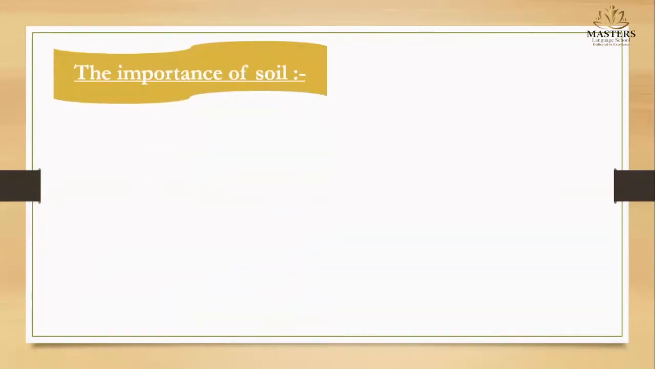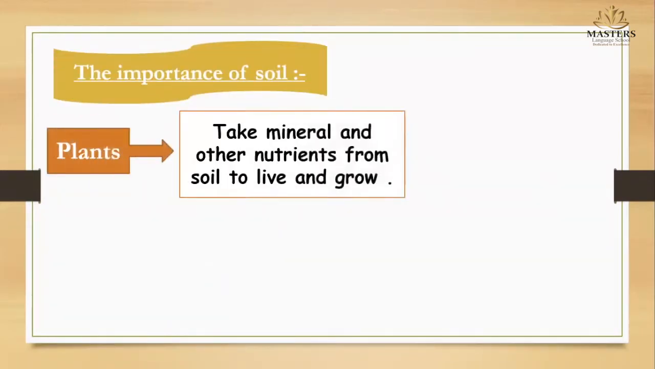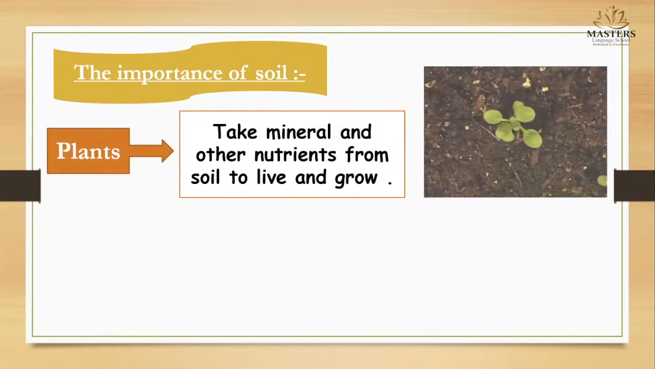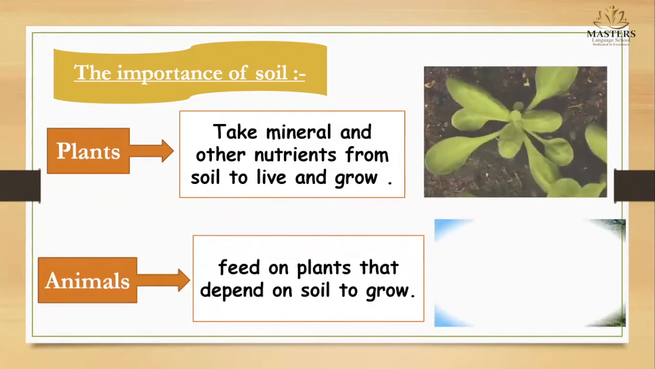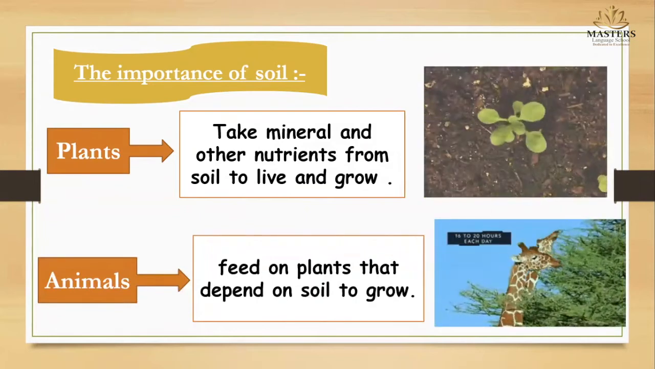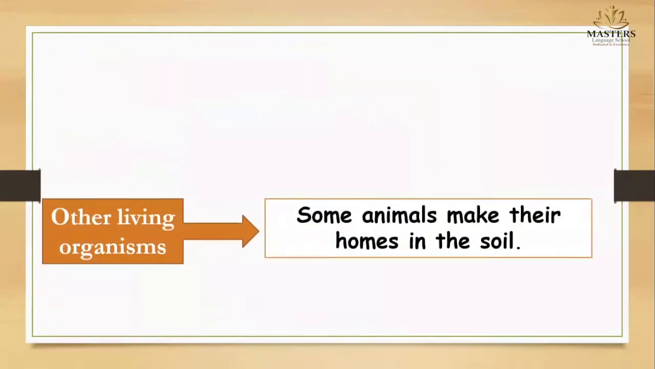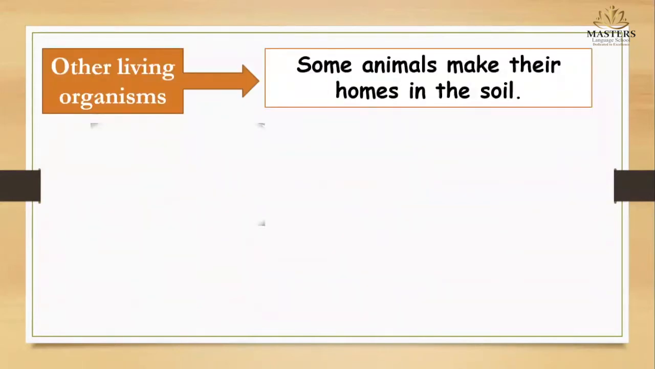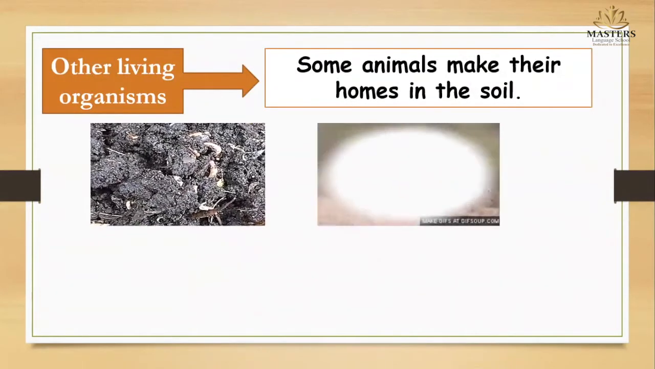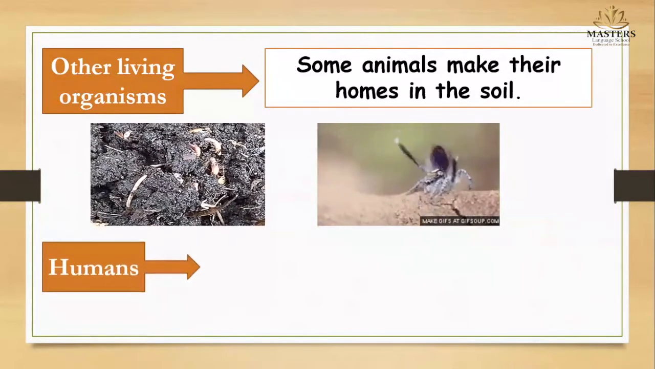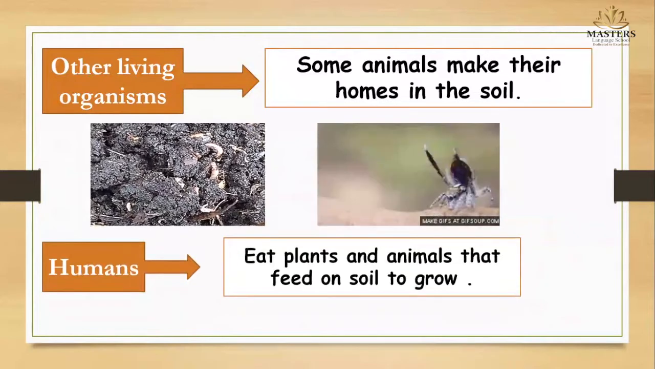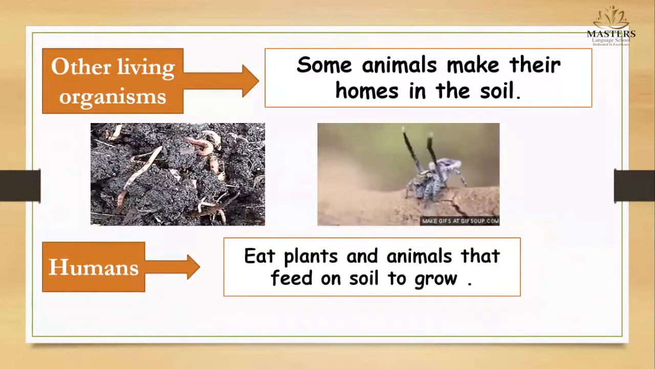Okay, what is the importance of the soil? For plants, they take minerals and other nutrients from soil to live and to grow. For animals, they feed on plants that depend on soil to grow. For other living organisms like earthworms and spiders, they make their homes in the soil. For humans, we eat plants and animals that feed on soil to grow.